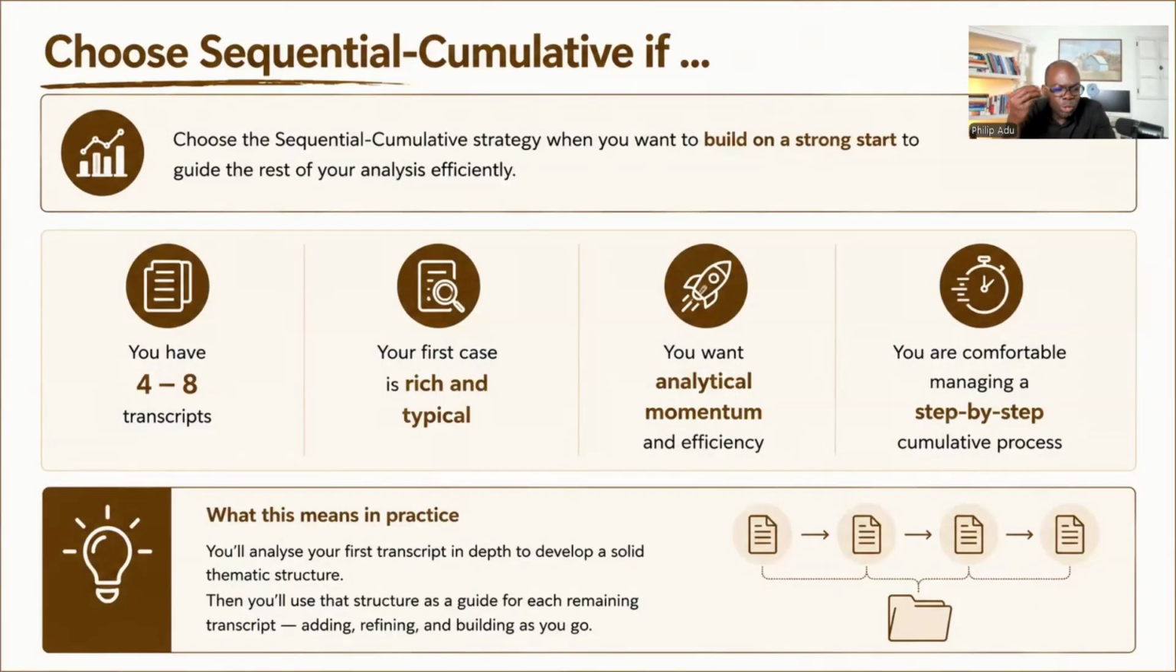If you have between 4 to 8 participants, you could also use a sequential cumulative approach, right? You use the themes that you identify from the first transcript to go through the process, right? So you continue to update the themes as you are extracting significant information through the subsequent transcripts, right?